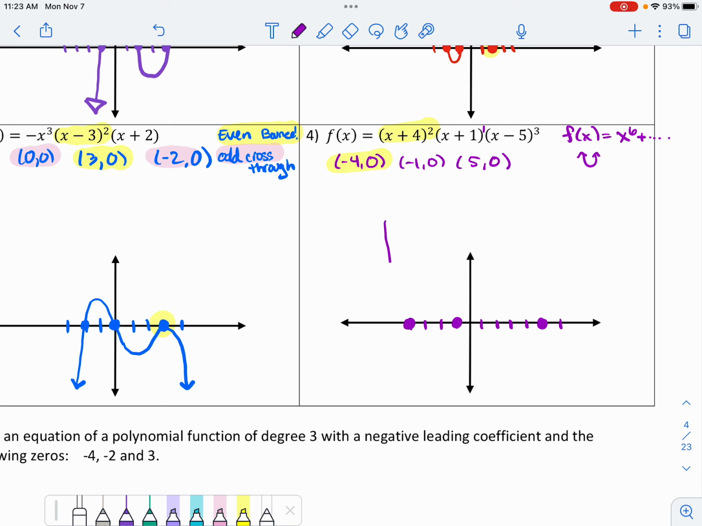So as I come down, I have to bounce on my first point. That's my first turn. I'll need to turn around again and cross through on my second point. I'm going to cross my y-axis, and then I will cross through and turn around to come back up through my final point. So this one was the one where I bounced.